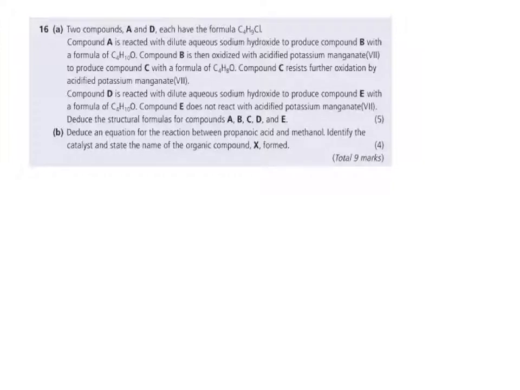16A looks overwhelming, but take a deep breath and you'll see that it's actually quite doable. Compounds A and D each have the formula C4H9Cl. And then they tell you what happens when each one is reacted. Well, there's really 3 possibilities here, because I can have my 4 carbons with the chlorine in a primary position, just attached to 1 carbon. Or I can have my chlorine attached to the second one and become a secondary halogenoalkane.